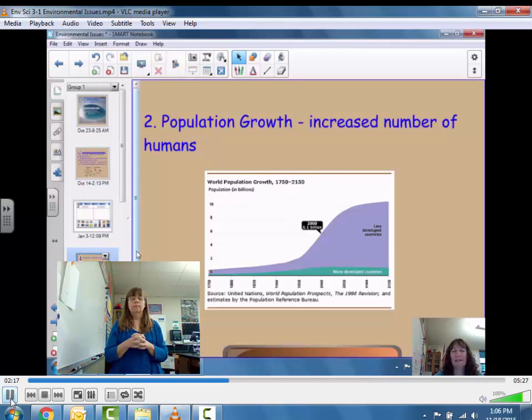The second one is population growth. When we're talking about population growth, we're really talking about the population of humans on the planet. So the increased number of humans on the planet. As you can see, since about 1950, it's really been going up, and it continues to go up every year. So how can the planet handle that increased population?